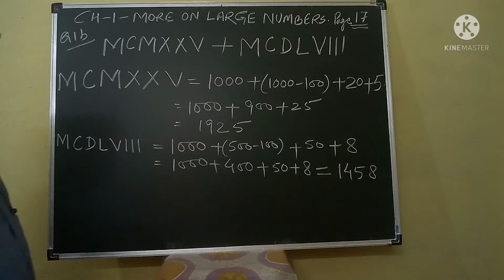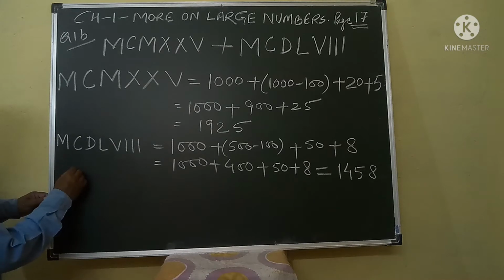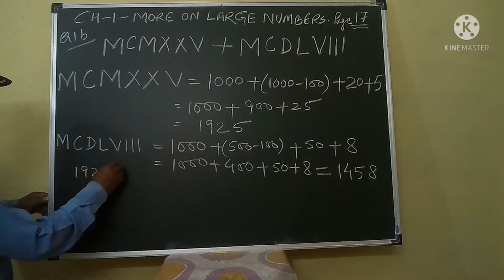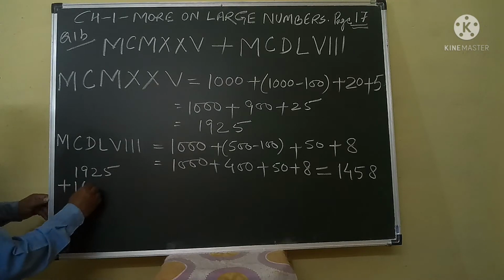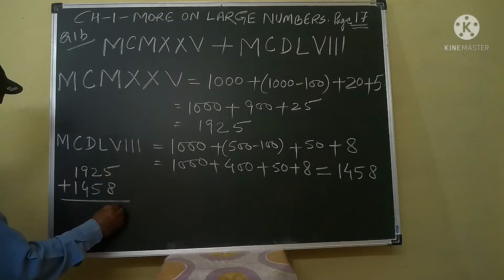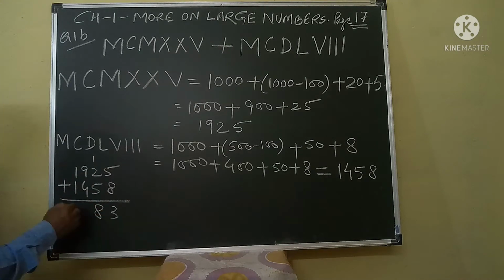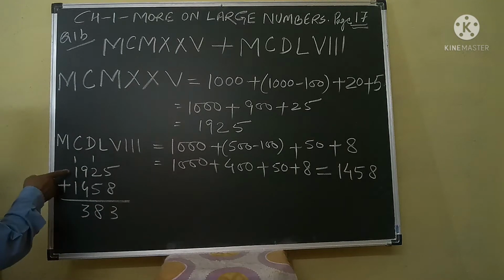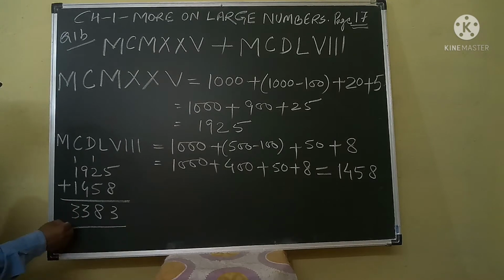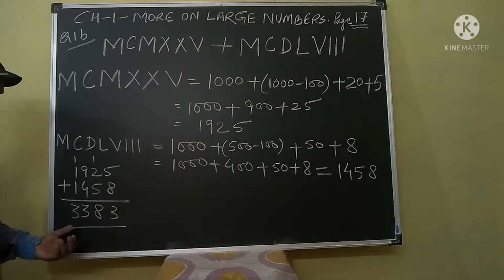We will add these two natural numbers. Now look here. We will add 1925 plus 1458. What is the sum? 5 plus 8, 13. This is 3. Carry over is 1. 1 plus 2, 3. Plus 5, 8. 9 plus 4, 13. This is 3. Carry over is 1. 1 plus 1, 2. Plus 1, 3. 3383. Okay. This is your incomplete answer.